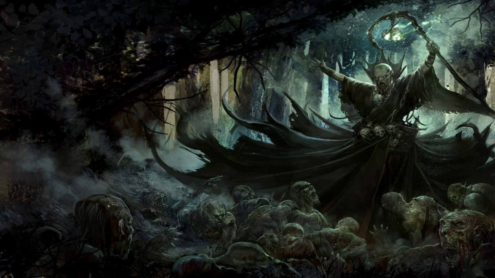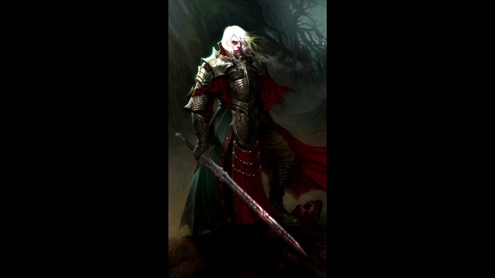So they live in Sylvania, which is part of the Empire, and they kind of want to take over the Empire because, you know, why the hell not? And they are incredibly powerful sorcerers.